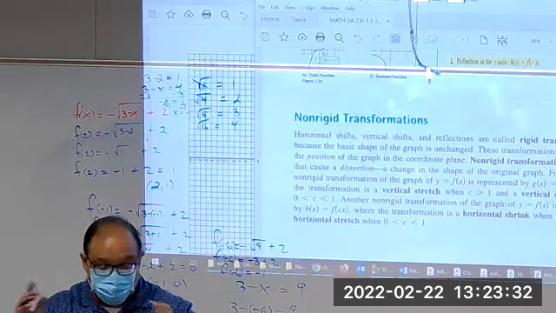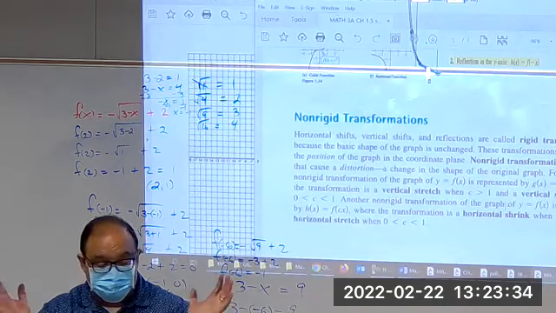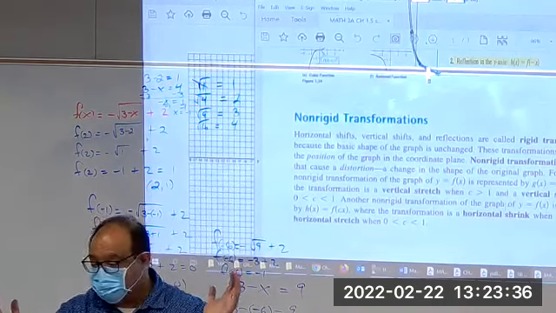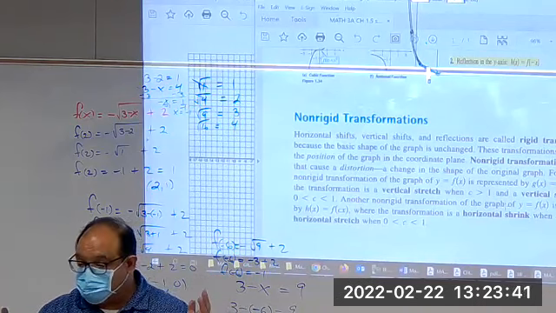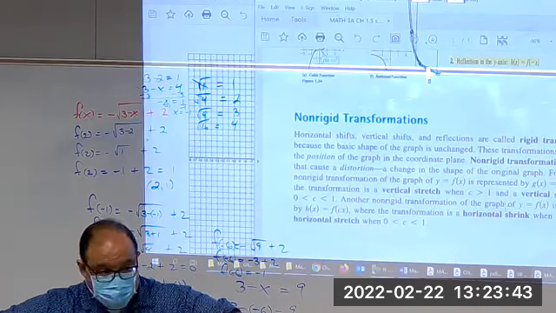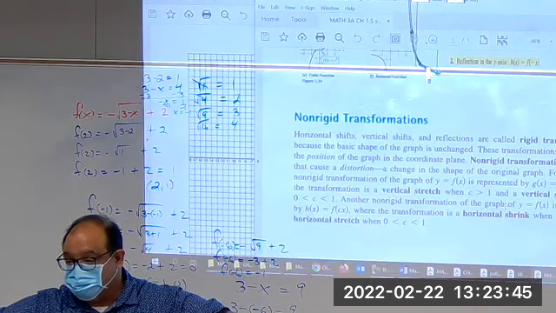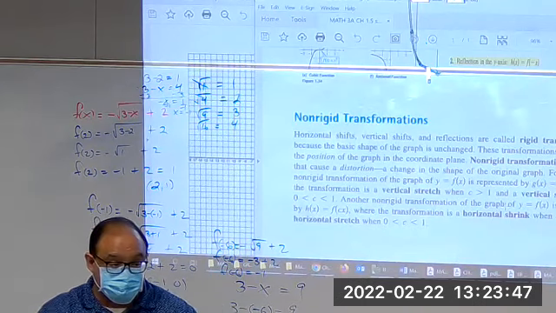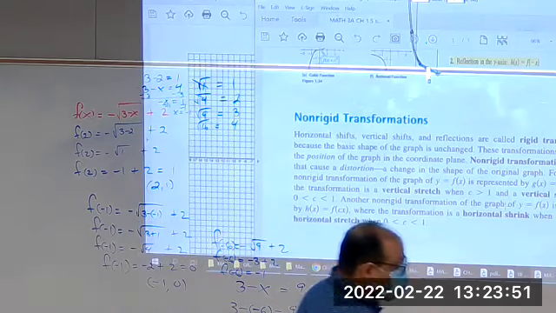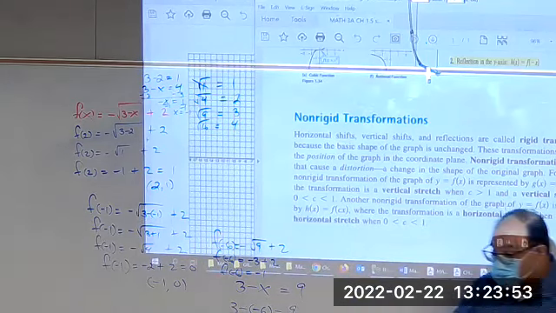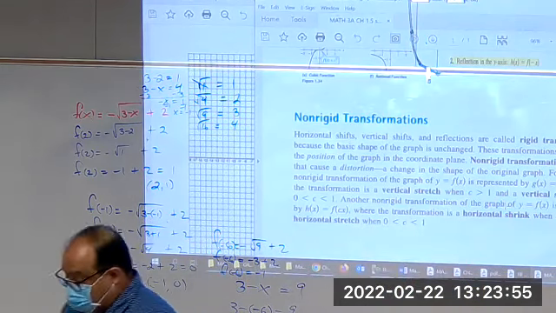The vertical flip and the horizontal flip, they don't change the size of the parabola or the square root or any of the parent graphs that we have. It's not changing what it looks like. It's just flipping it and it maintains the exact same curve. So those are rigid transformations. A non-rigid transformation is something that is going to change the width, make it narrow, make it wider.